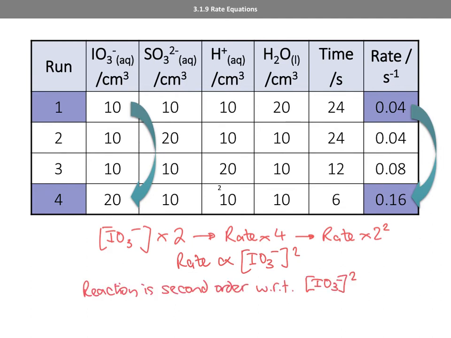So if we double the concentration, we increase the rate by a factor of 4. If we triple the concentration, we increase the rate by a factor of 9. If we quadruple the concentration, we increase the rate by a factor of 16.